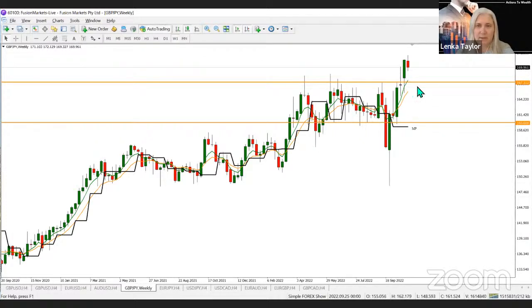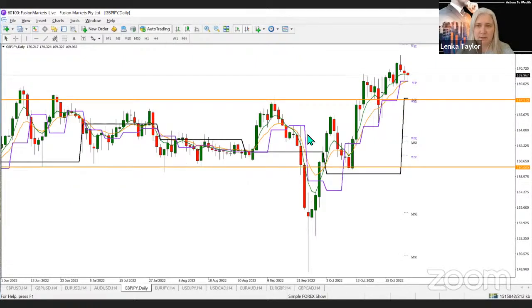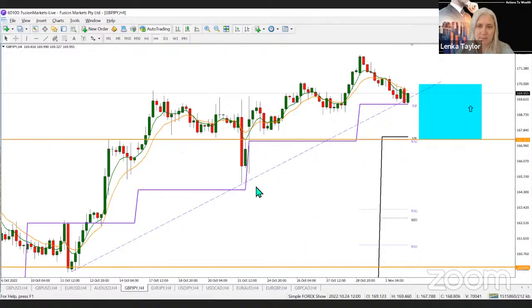Weekly, we've had a close above there as well. So looking for a pullback, and then I'm looking for long opportunities after that. On the daily, we are still in that uptrend. So if this uptrend continues, just looking for any pullback into the low areas and looking for long opportunities.